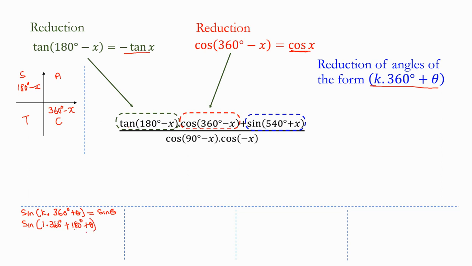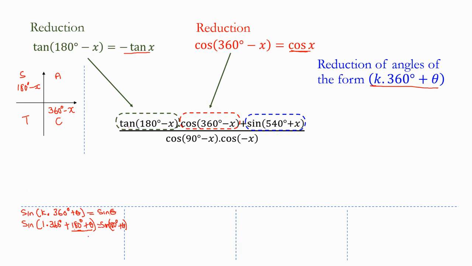Okay, but remember we said that sine(k times 360 plus theta) is equal to sine theta. So this is equivalent to sine theta, which means this is equal to sine(180 plus theta). Okay, like this.